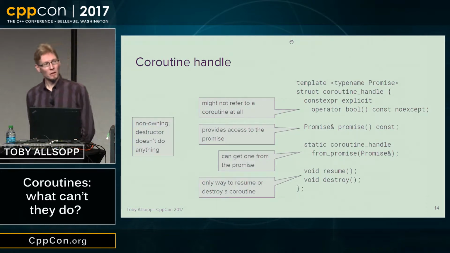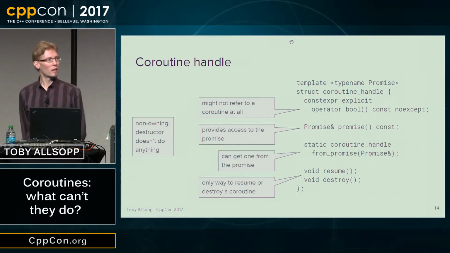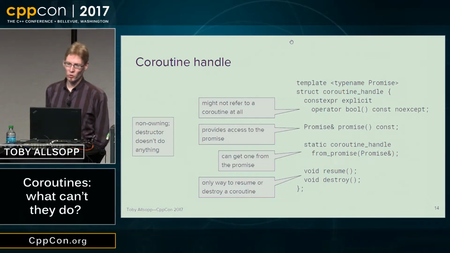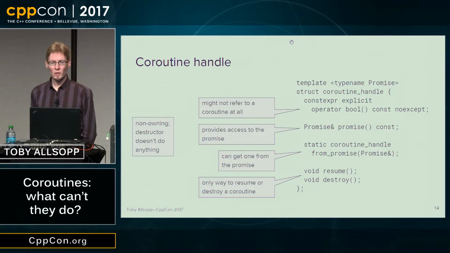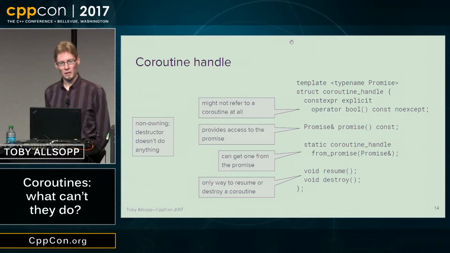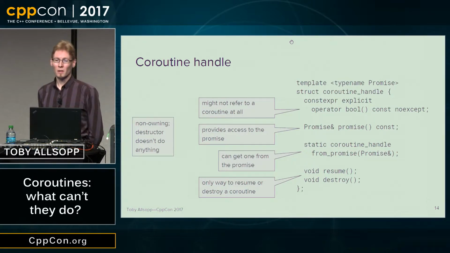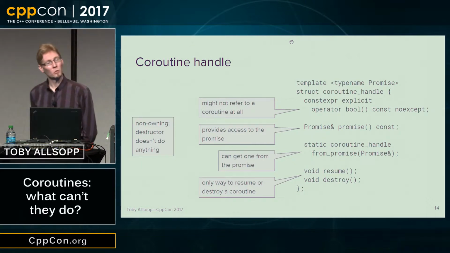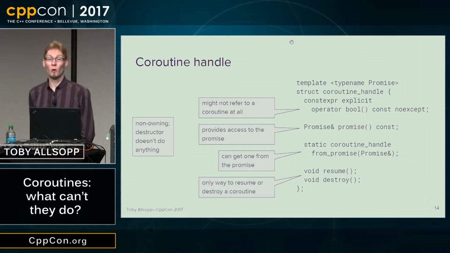So, coroutine handle, I mentioned. This is kind of like a non-owning pointer to the coroutine state. Its destructor doesn't do anything. That's the important thing to remember. And it has a default constructed state where it doesn't point at any coroutine. There's an operator bool which tells you whether it is in the default constructed state or whether it's not.